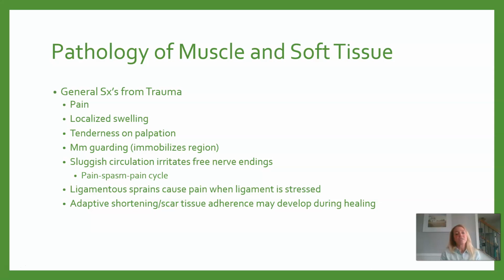There can also be sluggish circulation in the area, which can irritate the free nerve endings. And again, this contributes to that pain, spasm, pain cycle. If it is a ligamentous sprain and you stress that ligament, as you would expect, there will be an increase in pain. And then there can be adaptive shortening or scar tissue adherence that happens as the person is healing. So we want to try to avoid that so that we don't have other problems or other limitations down the road.